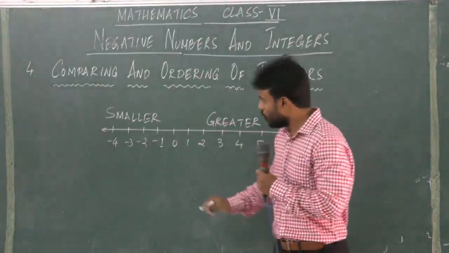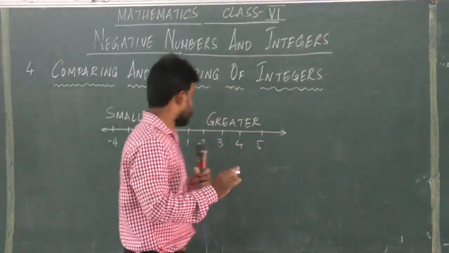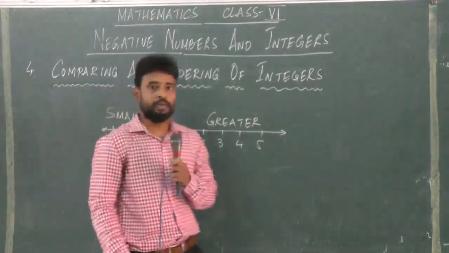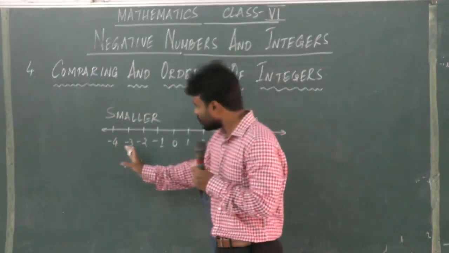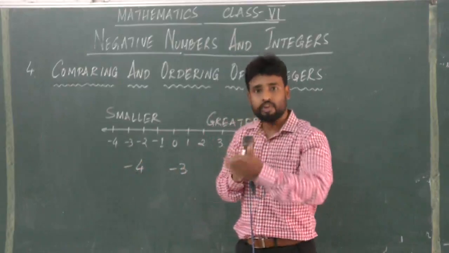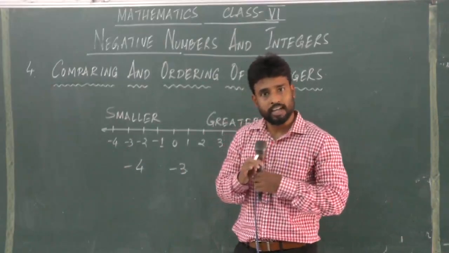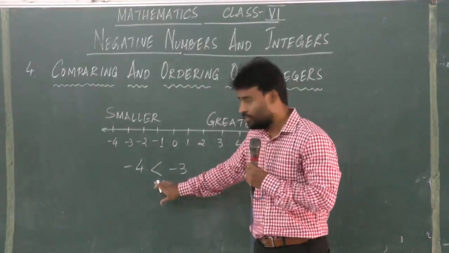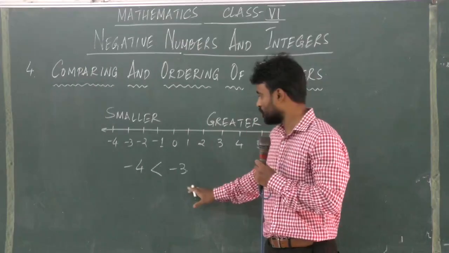So therefore, if you want to compare minus 4 and minus 3, we have minus 4 and minus 3. We want to compare these two numbers. Now since minus 4 is on the left of minus 3, minus 4 will be smaller than minus 3. So we can put the sign of less than. So minus 4 is less than minus 3.